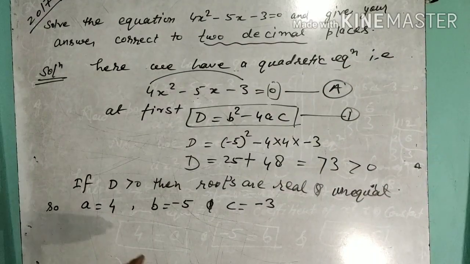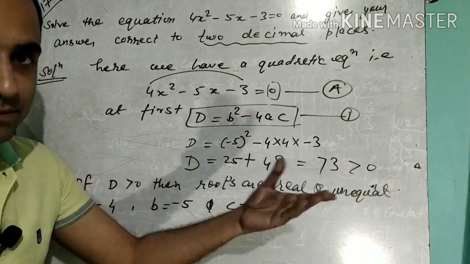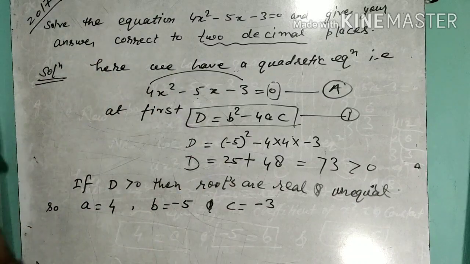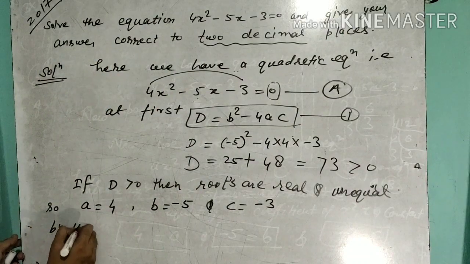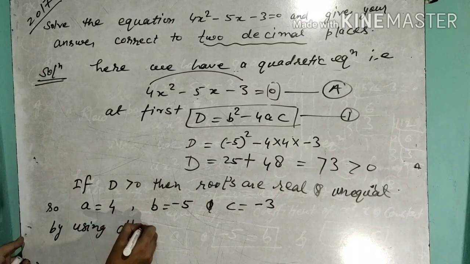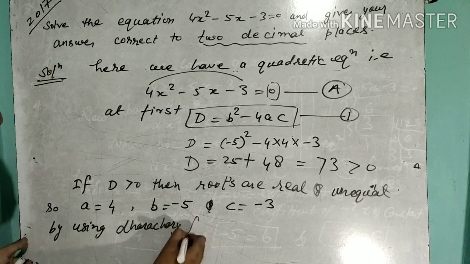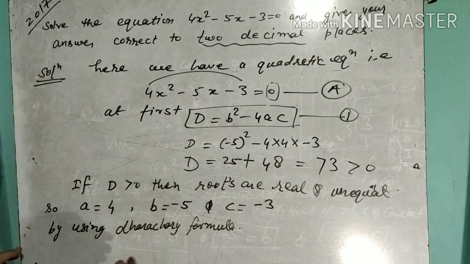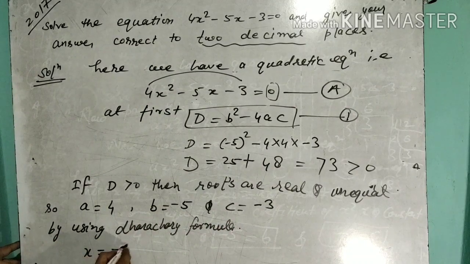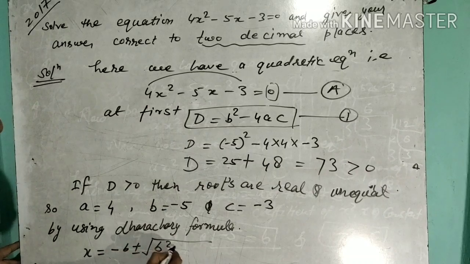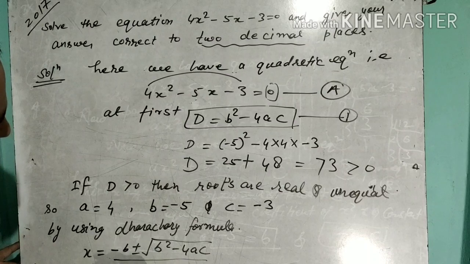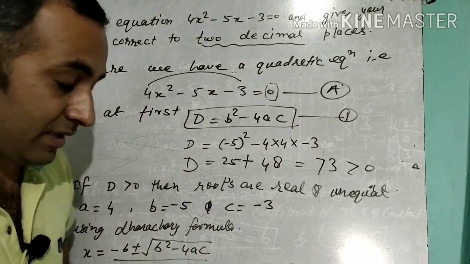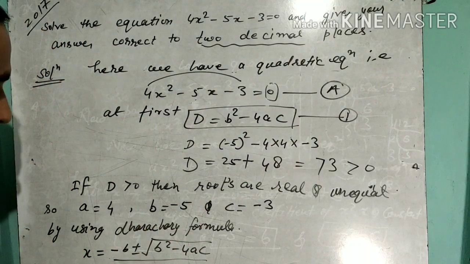So finally, now I am going to apply the Dharachar formula. Actually the roots are unequal, and by the simple method we cannot find the factors or the roots. So by using the Dharachar formula, what is the formula? You have already seen my lecture. So x is equal to minus b plus minus under root b square minus 4ac upon 2a. This is the formula for finding the roots when you are not able to solve by the simple method.